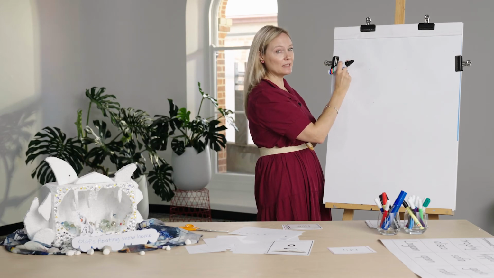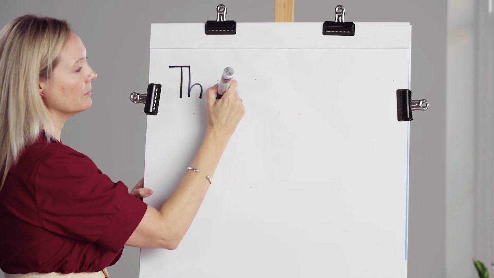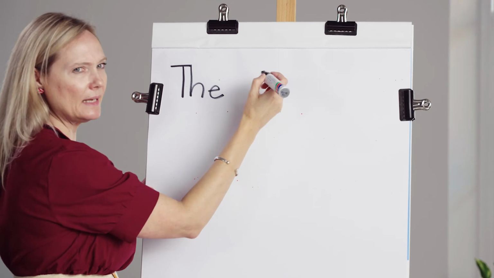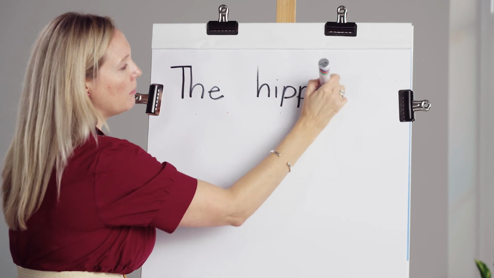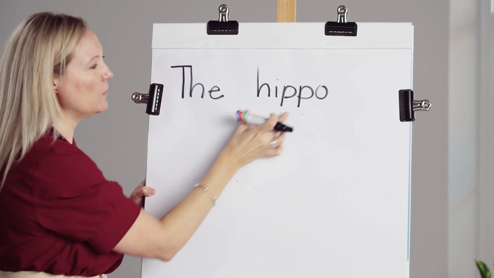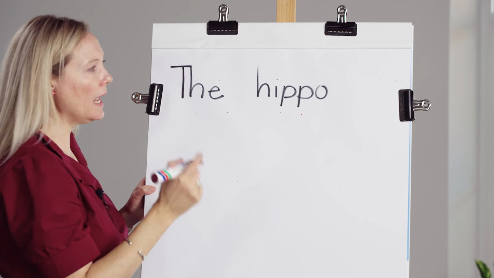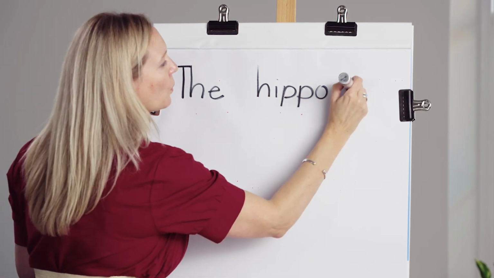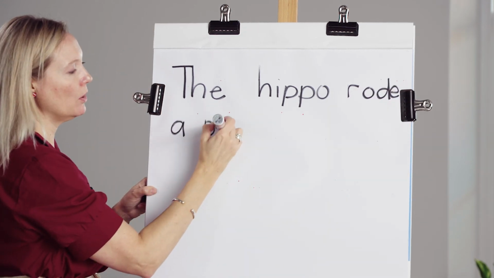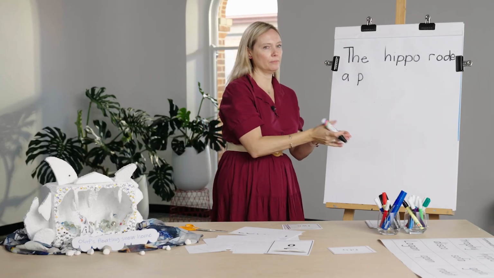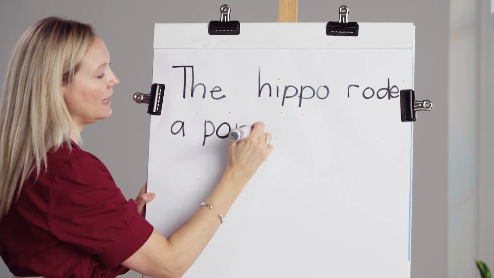What do we start our sentence with? Capital letter. The hippo. I can hear hip. Po. Remember, in our spelling voice, hippo. But we say hippo. What did he do? He rode a pony. Rode a pony. 2 syllables. Pony.